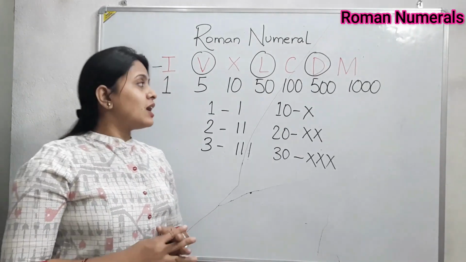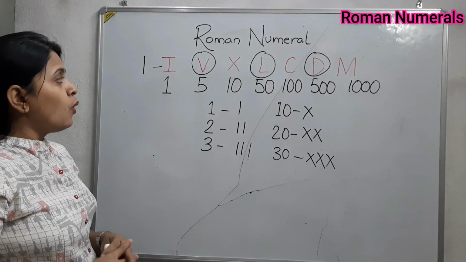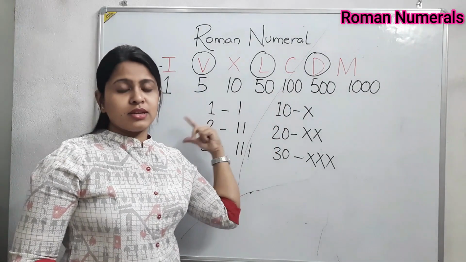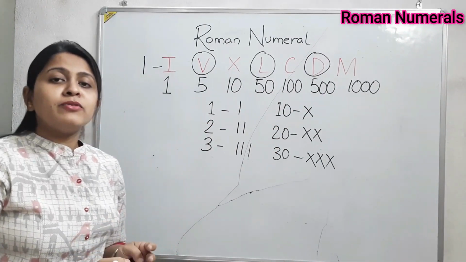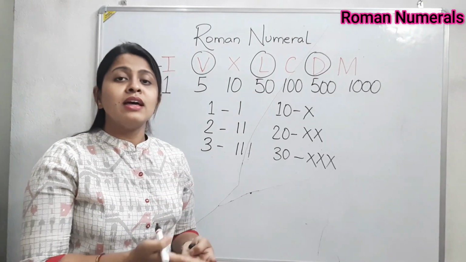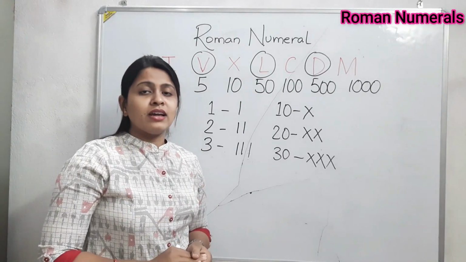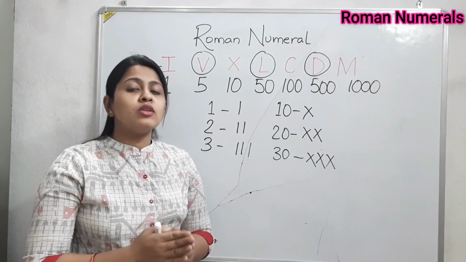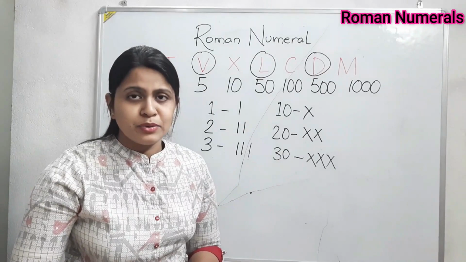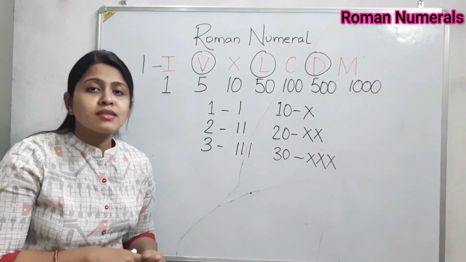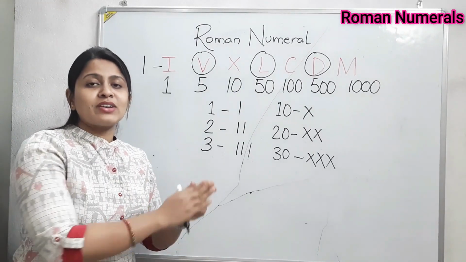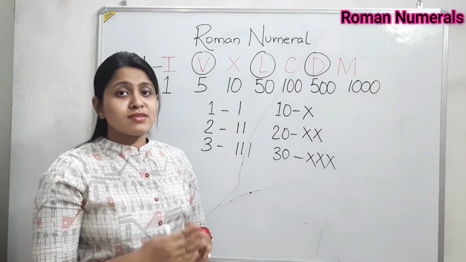Now the third very important thing is that when we write a number, the smaller number written to the left is subtracted, and the number written to the right of the given symbol is added. In this case also V, L, D are not allowed to be written to the left side. See how?